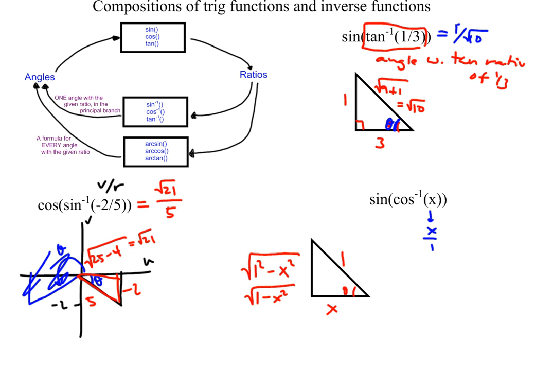So let's look at that angle, theta. What is the sine ratio of that angle based on this triangle? Well, it's going to be opposite over hypotenuse. So the opposite side is that thing that I just calculated, the square root of 1 minus x squared, and the hypotenuse is 1. So this is true now: the sine of inverse cosine of x can be simplified to the square root of 1 minus x squared.